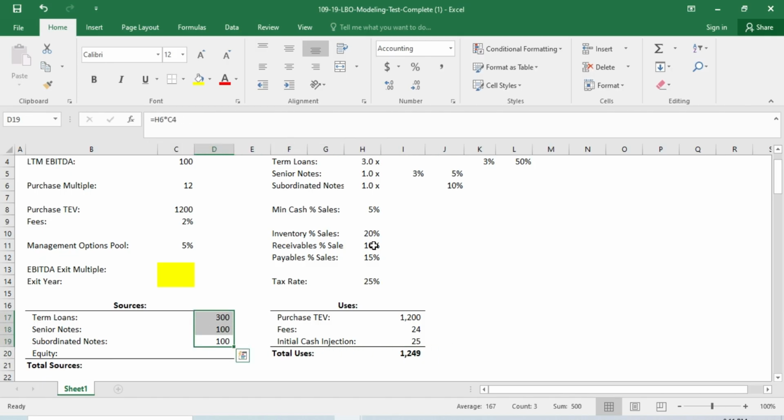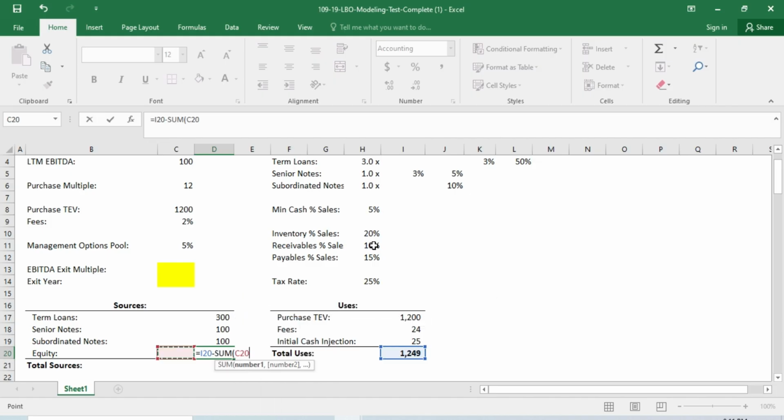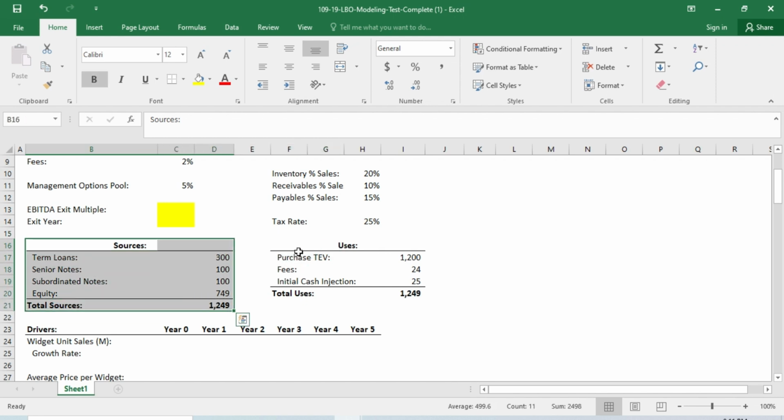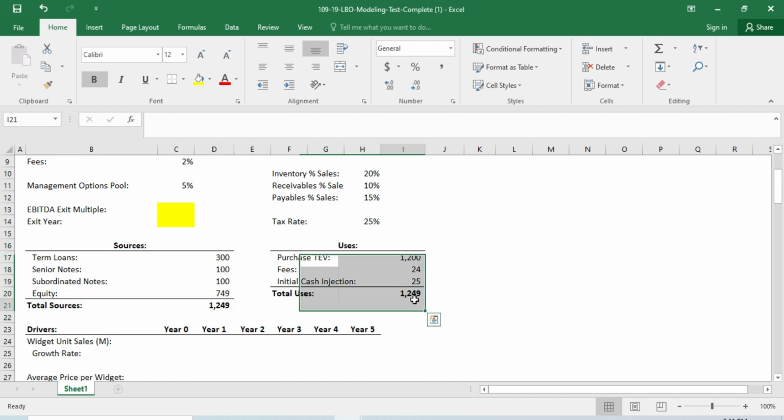So how much funds do we have? 500 million. Now we will just take the difference of these. Okay, now we have sources of funds, from where we will be funding the business, and the usage of funds.